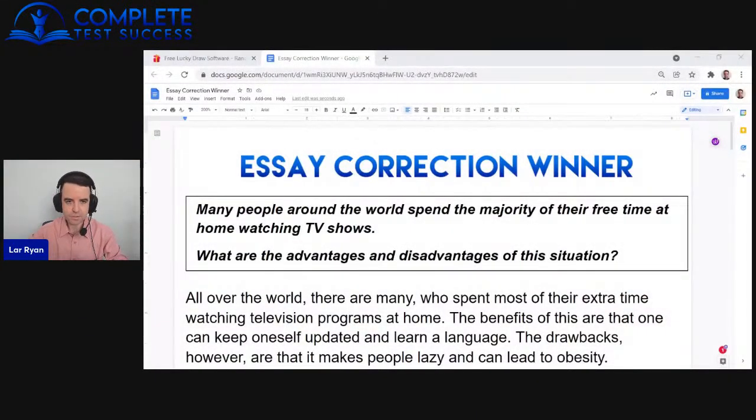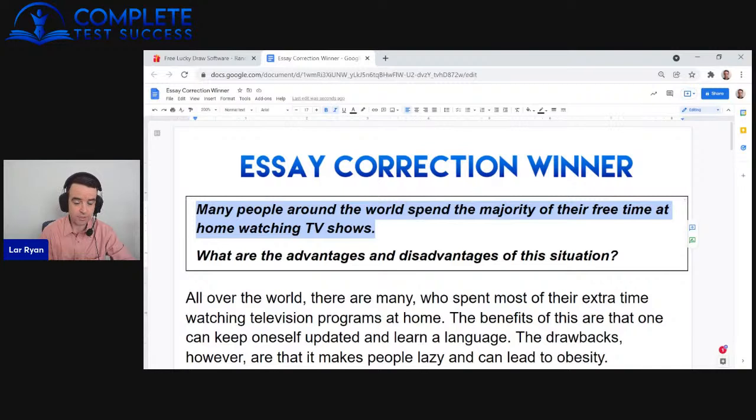Okay, so as I said, ask any questions you have, but let's get started on Amruta's essay here. So this was the question: Many people around the world spend the majority of their free time at home watching TV shows. So the first thing I want from Amruta is a paraphrase of this question statement with no changes. As in, we want to change the vocabulary, we want to change the wording, but we don't want to change the meaning. So no changes to the meaning is what I meant.